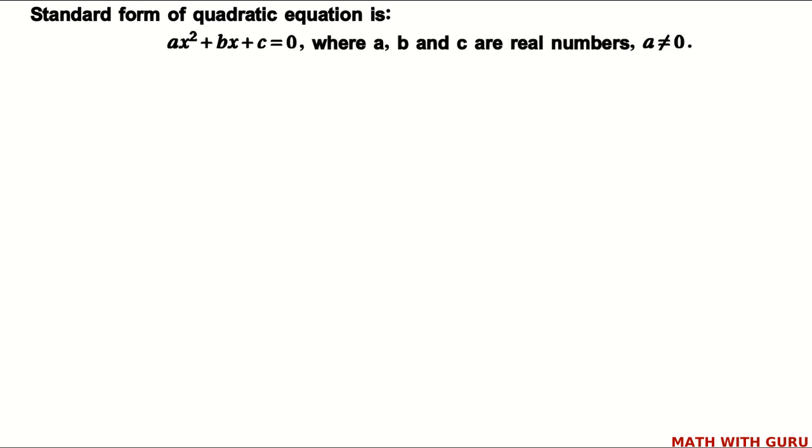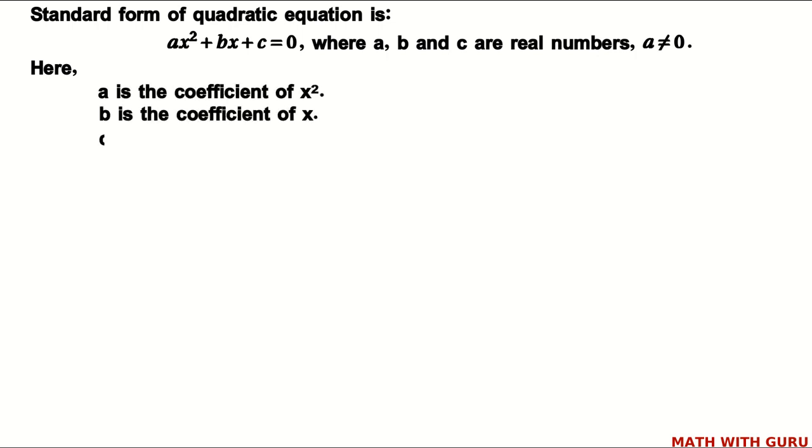Standard form of the quadratic equation is ax squared plus bx plus c equals 0. a, b, c are real numbers. a is not equal to 0. a is the coefficient of x squared, b is the coefficient of x, c is the constant term.